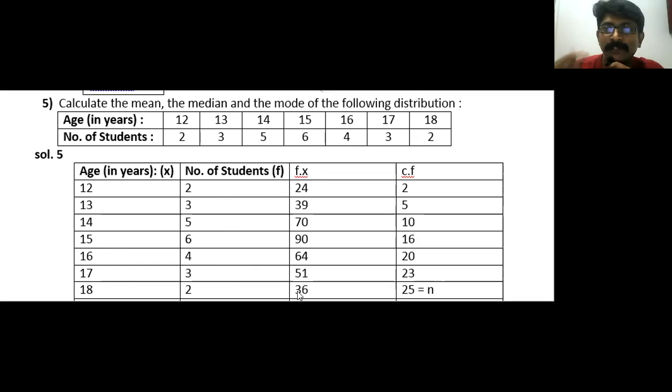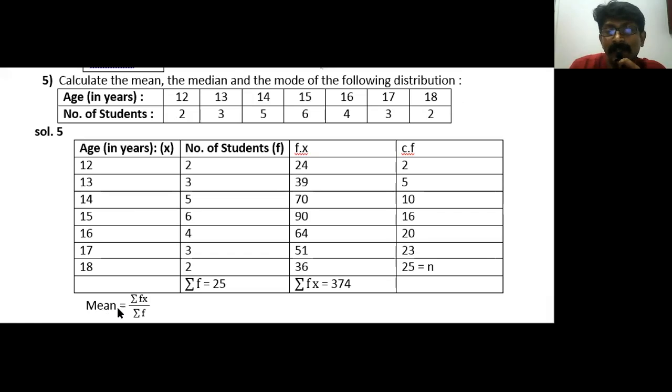And now students, we are going to calculate the mean by the direct method. For that we have a formula: mean by direct method is summation fx upon summation f. Now we need summation fx. What do you mean by summation fx? Simple addition of this column fx.